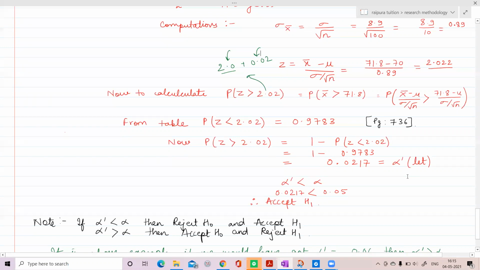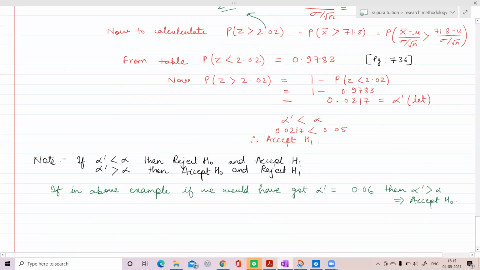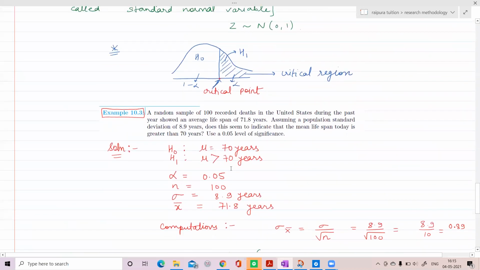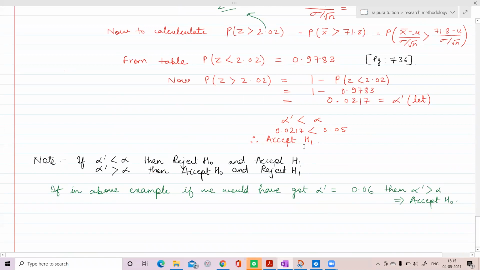Okay, so we will use this value 0.9783 and subtract it from 1, and we get a value which we denote as alpha dash, and this alpha dash is less than alpha. Alpha was the level of significance in the question, 0.05, and since our alpha dash is less than alpha, we will accept H1. Note that if alpha dash is less than alpha, then reject H0 and accept H1, and if alpha dash is greater than alpha, then accept H0 and reject H1. So if in the above example we had got alpha dash to be 0.06, then our alpha dash would have been greater than alpha and we would have accepted H0 and rejected H1.